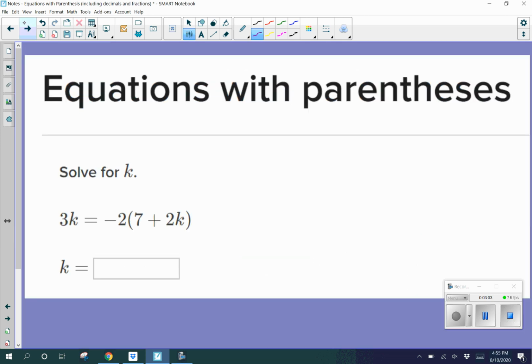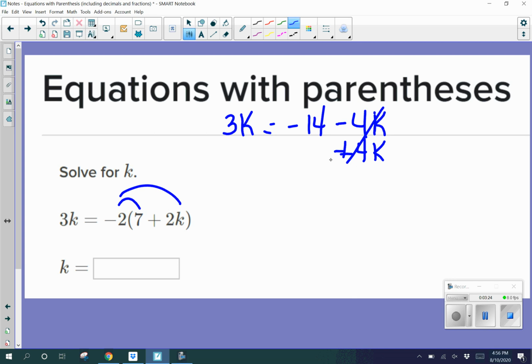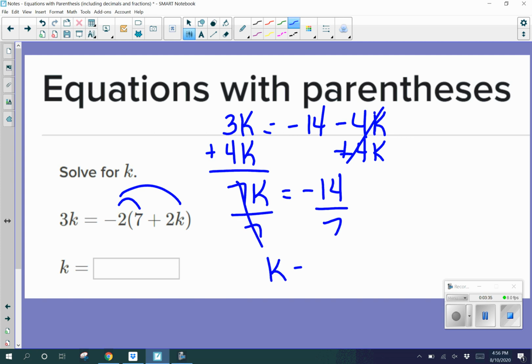Okay, let's try another example. Okay, again, we're distributing. I've got 3k on the left. That's going to stay the same. Negative 2 times 7 is negative 14. And then negative 2 times positive 2k is negative 4k. In order to keep my variable positive, let's add 4k on both sides. It's going to cancel there. That leaves me with 7k equals negative 14. And then we're just going to divide through by 7. And that leaves us with k equals negative 14 divided by 7 is negative 2.